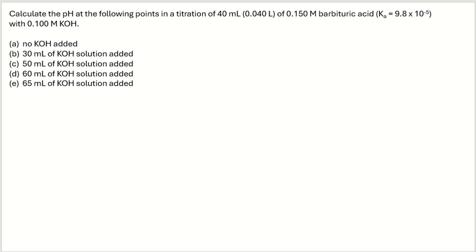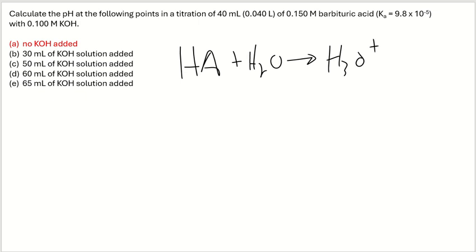So where we're going to begin is no KOH added. So this is going to be our standard ICE table. I'm going to represent our acid as just HA, and then that is going to be added to water to give us H3O plus and A minus. Another way you can write this simply is just HA going to H plus and A minus. H3O plus and H plus are essentially the same thing when we write it out.